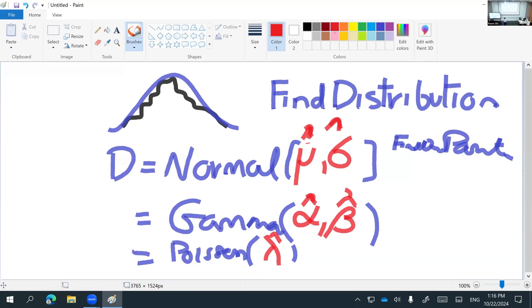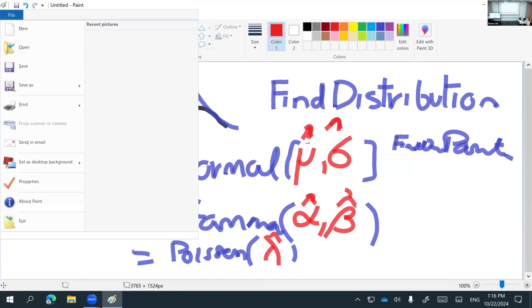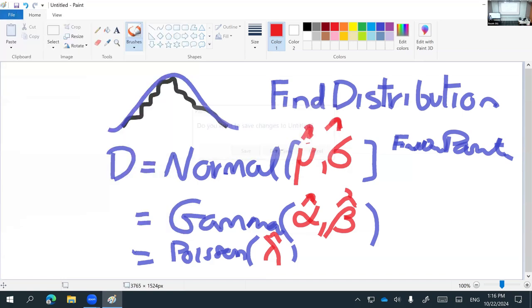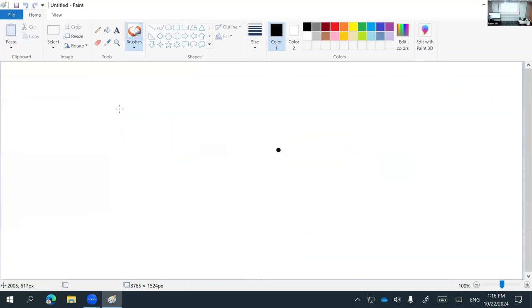Now, one thing that I did not mention in probability and statistics is that if you look at all the distributions that we study, they have very simple shapes. More importantly, they're mostly unimodal.